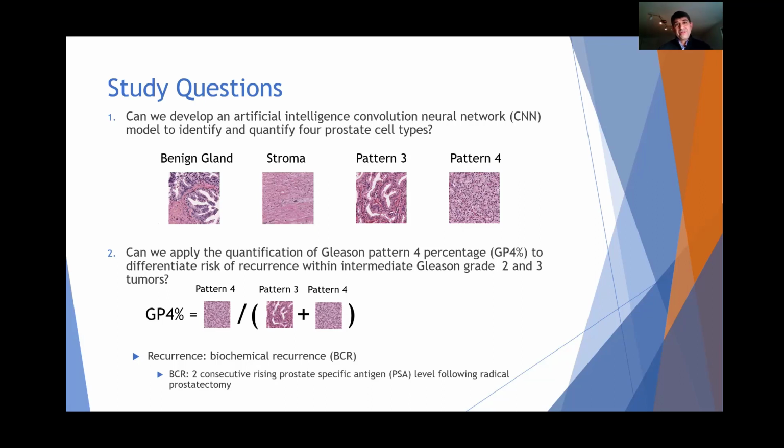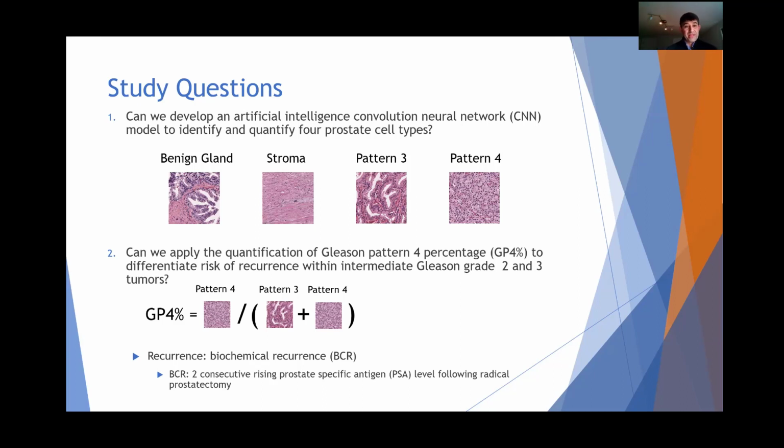Our first question is, can we develop an artificial intelligence convolutional neural network model to identify and quantify these 4 prostate cancer cell types: benign glands, the stroma, which is made up of the fibroblast structure, the extracellular matrix, and also the immune infiltrate, and then Gleason pattern 3 and 4 tumor cells.